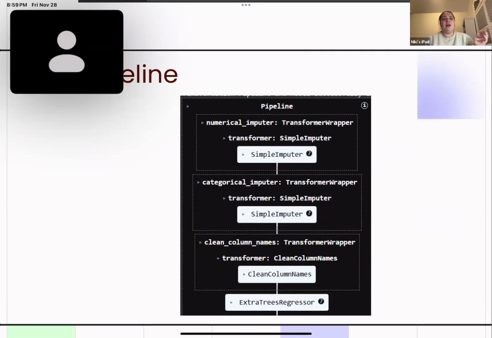Lastly, I have the pipeline. This is the machine learning pipeline that I used. First, the missing values in the numerical and categorical features are imputed, and then the column names were cleaned. The processed data was then passed on to the extra trees regressor. Packaging everything into a single pipeline helps ensure that the preprocessing and the modeling are applied consistently during both training and prediction, which is important in this data set of the telemonitoring system.